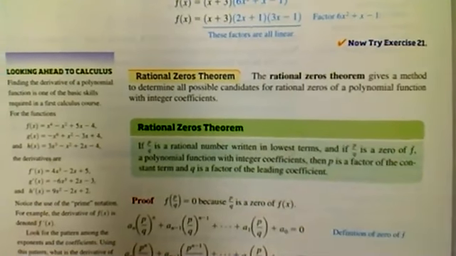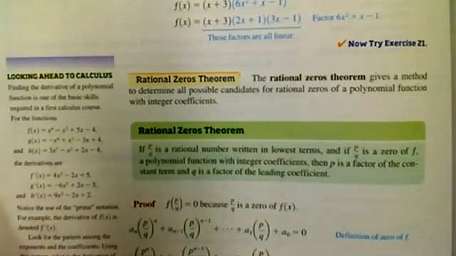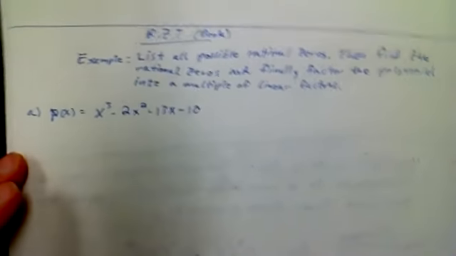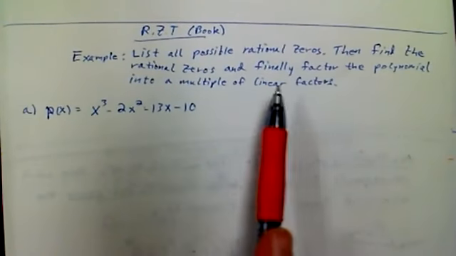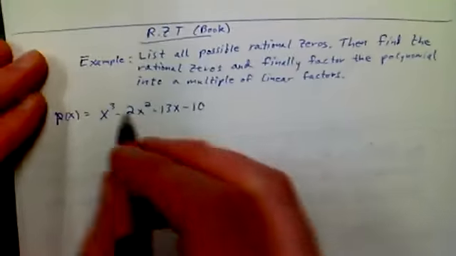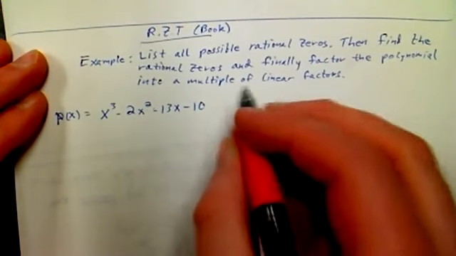Just reading that over, it's kind of hard to tell what it means the first time you see it. So what I'm going to do is show you through example. I'm not going to worry too much about what's P and what's Q. So what this says is list all possible rational zeros, then find the rational zeros, and finally factor the polynomial into a multiple of linear factors. So the difference here is they're not giving me a K value that represents a zero or a linear factor to start with, okay? So I have to figure out, well, how do I do this then? That's where the rational zeros theorem comes in, okay?